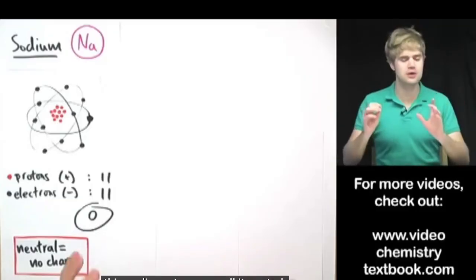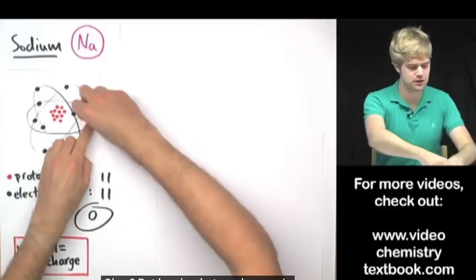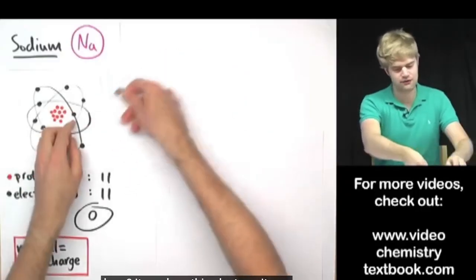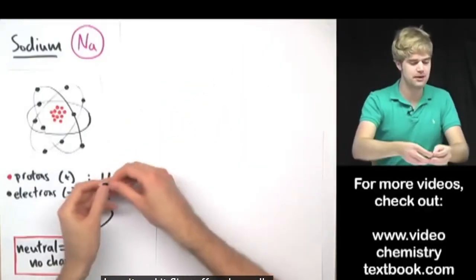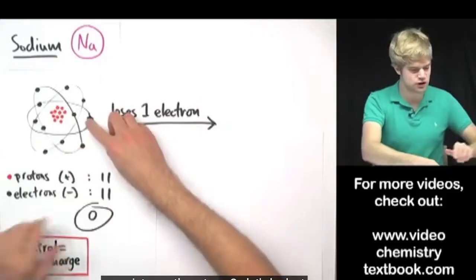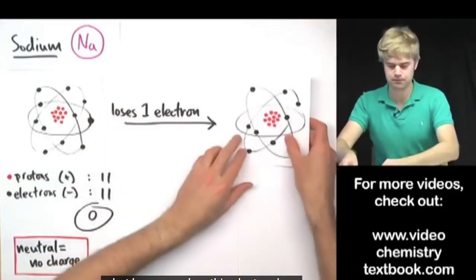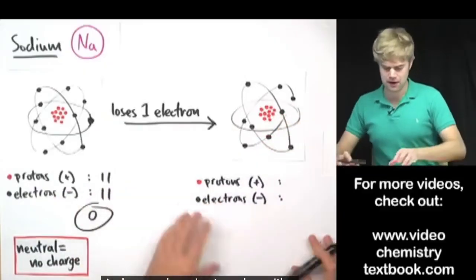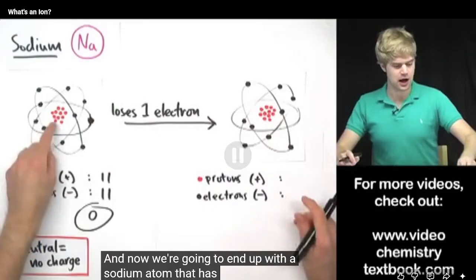Okay? But here's what can happen in sodium. You see this electron right here? It can lose this electron. It can lose it, and it flies off and usually goes into another atom. So let's look at what happens when this electron here gets lost. And now we're going to end up with a sodium atom that has... How many protons does it have? 11.